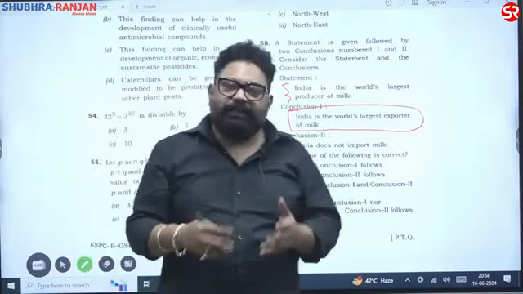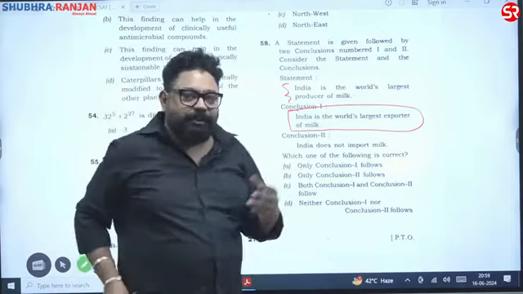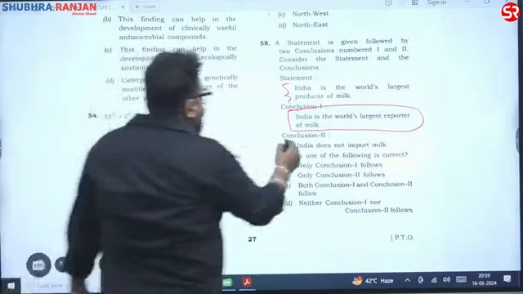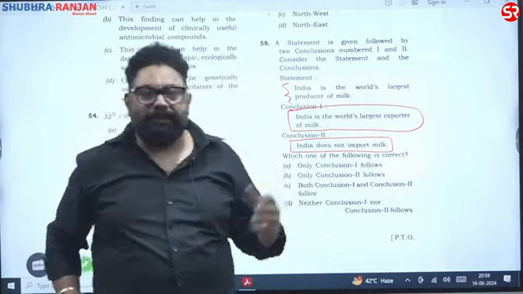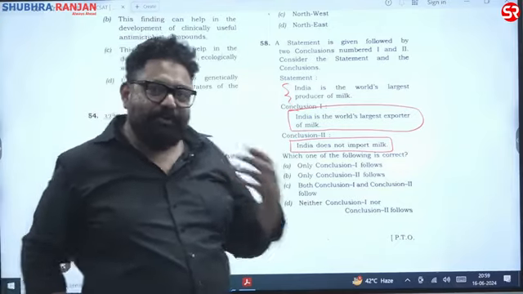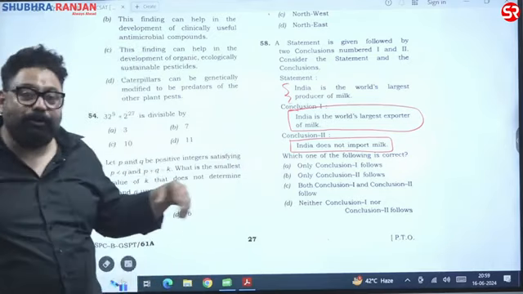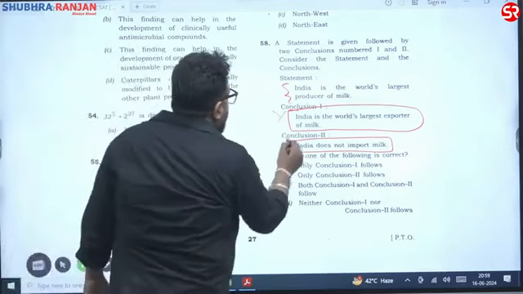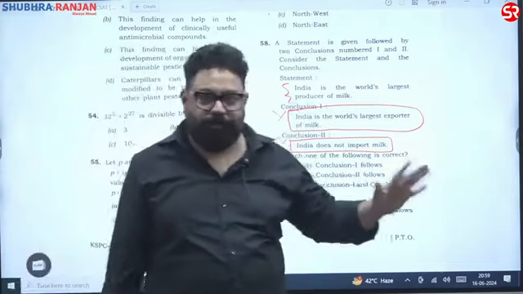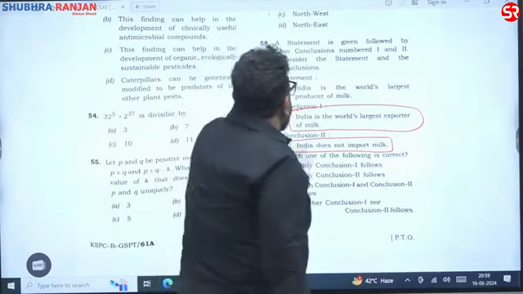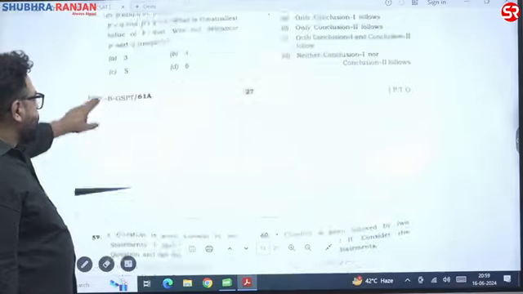If it is a producer of milk, it does not mean it is going to be an exporter of milk also. So this is just an assumption, not a conclusion. Secondly, India does not import milk. Because it is world's largest producer of milk does not mean it cannot import milk. Maybe it is not able to meet consumption with its production and may have to import milk. How do we make that conclusion? So both the conclusions are actually assumptions. So neither conclusion 1 nor conclusion 2 follows. Assumptions do not follow. We have done this statement and conclusions, and we were very clear that assumptions are not allowed.